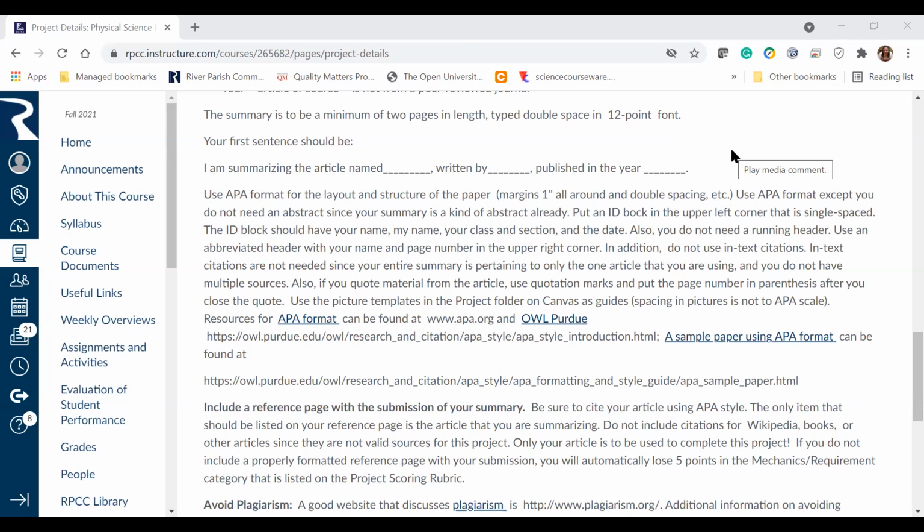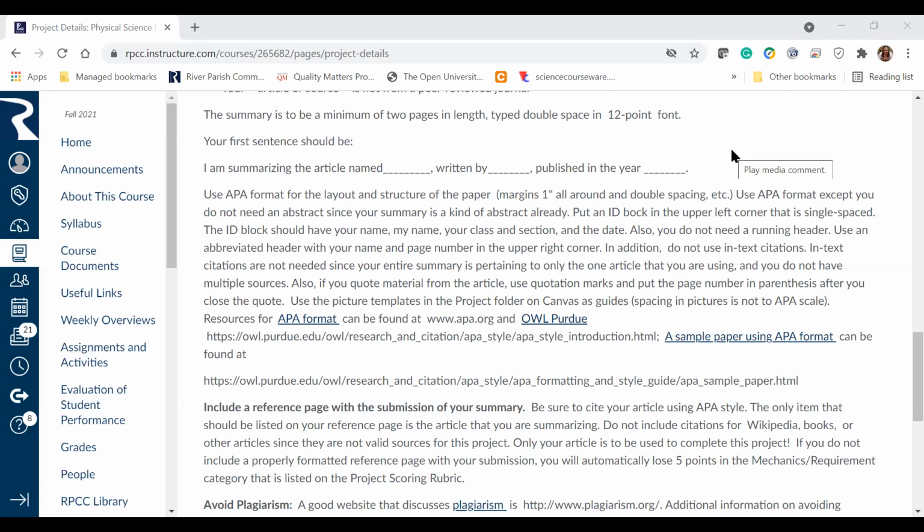1-inch margins all around, type double space. You only are writing the summary in your own words and connecting it to the class. You have an ID block in the upper left corner that's single spaced. You don't have a running header. You're using an abbreviated header with your name and the page number in the upper right corner. And you do not need to use in-text citations because you only have one source that you named and credited in your very first sentence.